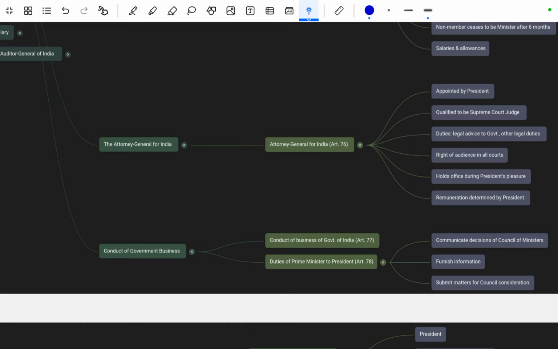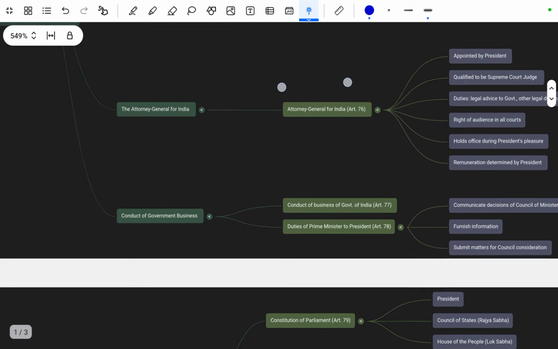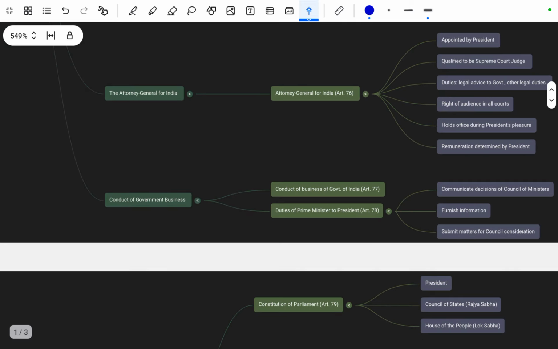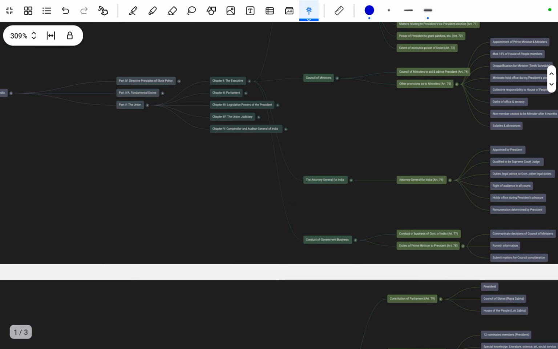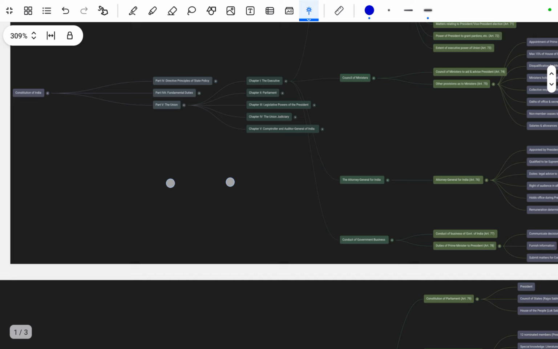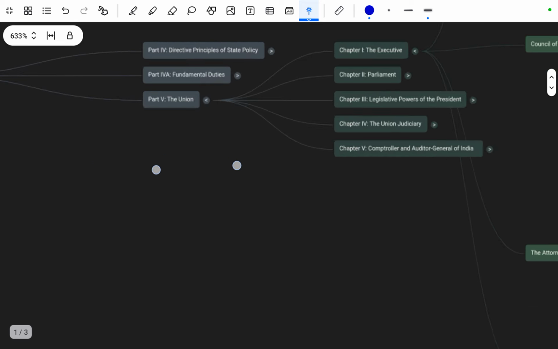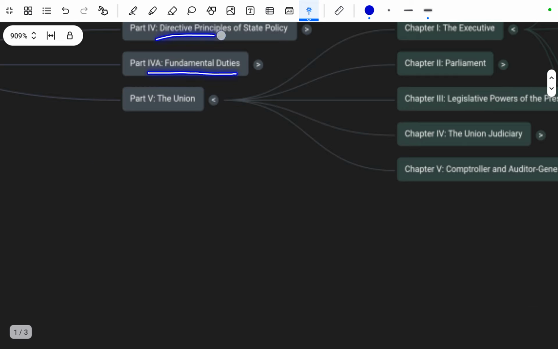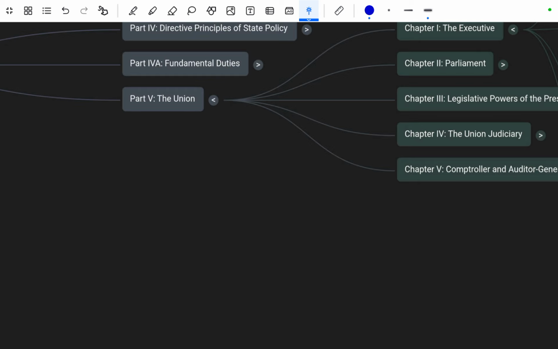So let's begin with today's session. We are already done with the 75 articles. Let's move toward the 76th. For those who don't know, we are already done with the fundamental duties, fundamental rights, DPSPs, and citizenship. Now next we are moving toward the Union.